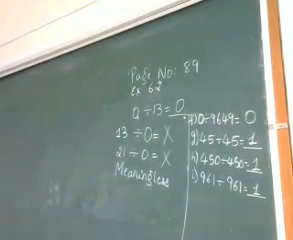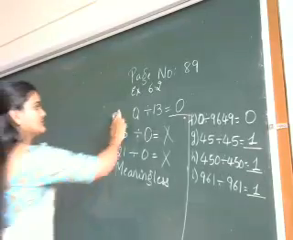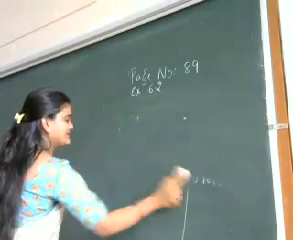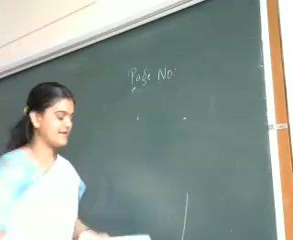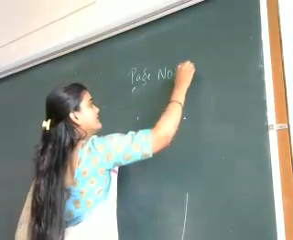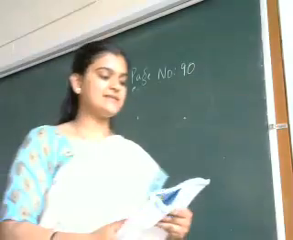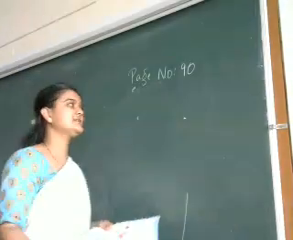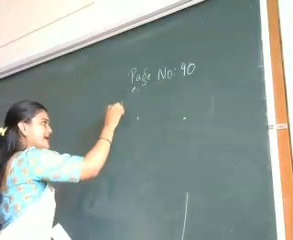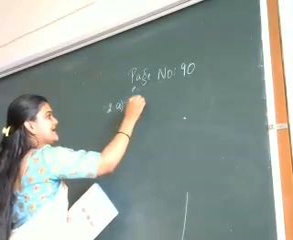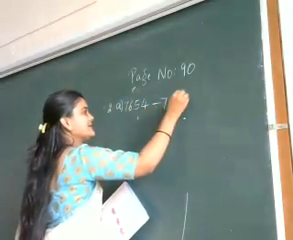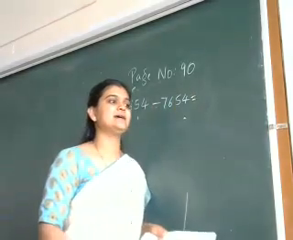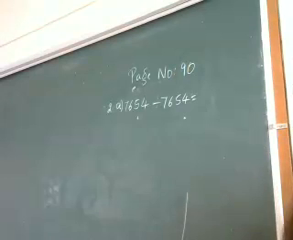So the next question, page number 90. First, children, take pencils in your hand. Over to page number 90. Fill in the blanks. 7654 divided by 7654. What is the answer? 1. Very good. 7654 divided by 7654, the answer is? Yes, 1. You have done it. Very good.